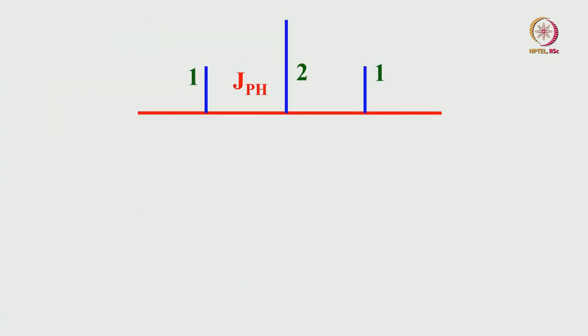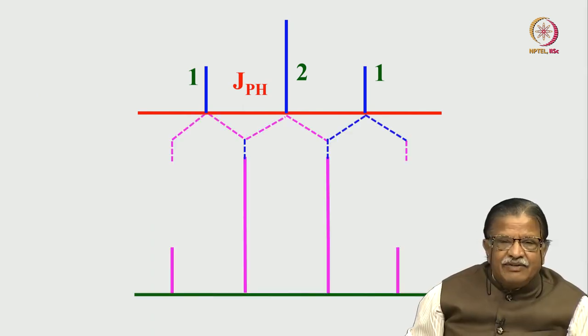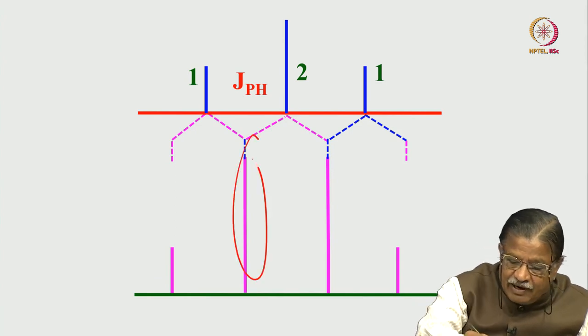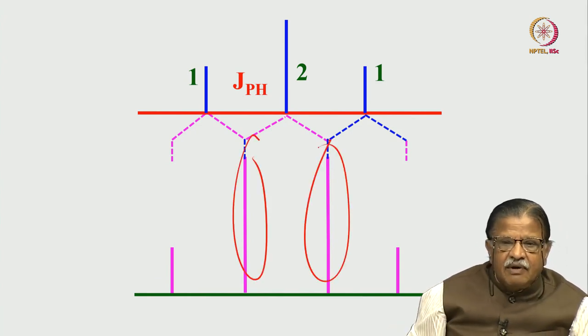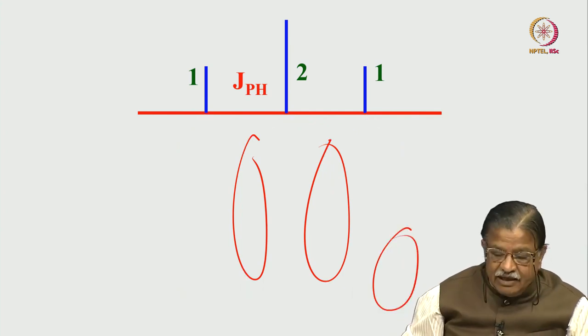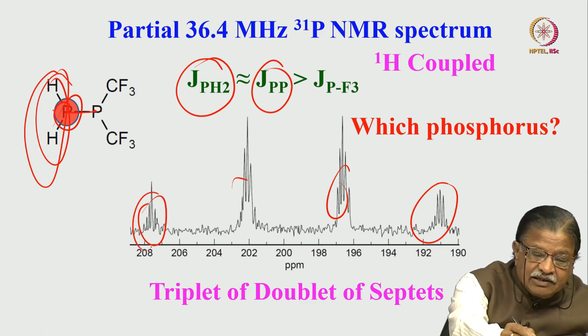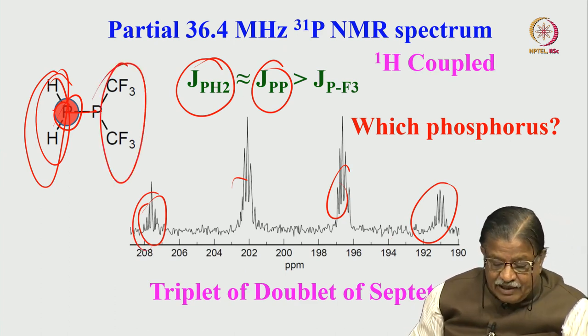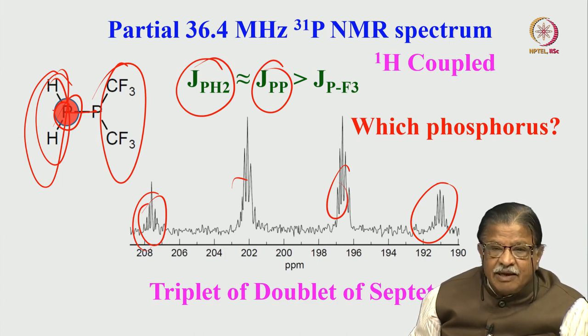Why do we get this one? First, it is a PH coupling, we call it a triplet, does not matter. Then each line of the triplet is a doublet because of this, and the central lines will overlap and appear like a quartet, and each line of the quartet is then split here because of two CF3s as a septet. So, it is a triplet of doublets of septet.